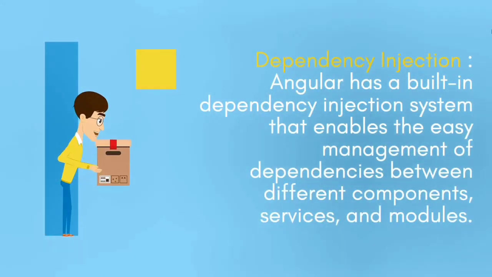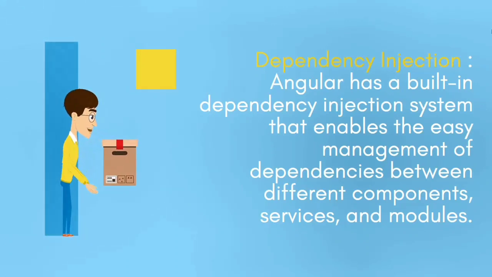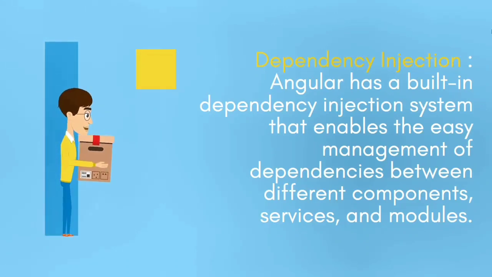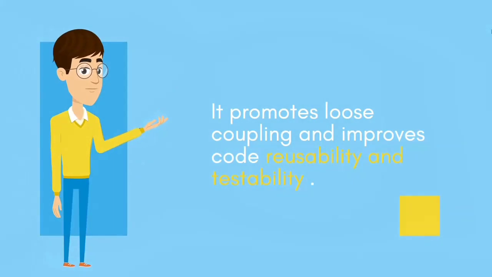Dependency injection. Angular has a built-in dependency injection system that enables the easy management of dependencies between different components, services, and modules. It promotes loose coupling and improves code reusability and testability.